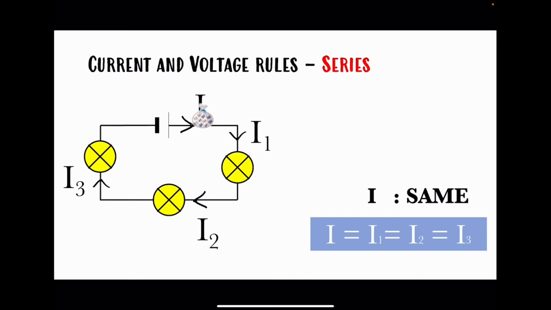So in order to get the series, think about it this way. It's the same bag of Coulomb that is going to flow all around the circuit. And so if I want to measure the current anywhere on my circuit, it will still give me the same reading. And this is why we say that I for series is the same.